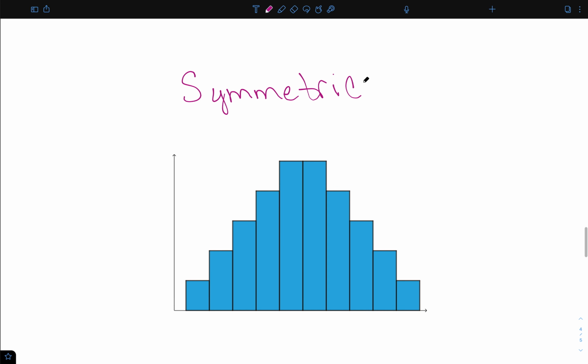The first shape I want to consider is symmetric, which looks about like this. The main thing is that it has the same on the right and the left. And it goes down, so essentially we have the peak in the center, and then the right and the left are the same. Sometimes this is called normal or the bell curve.